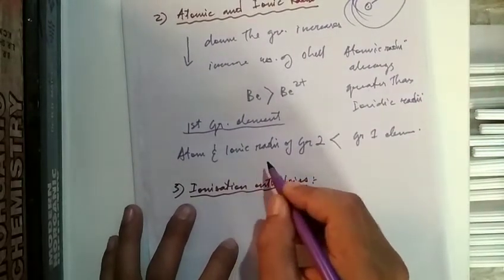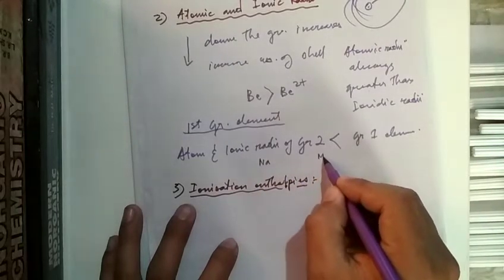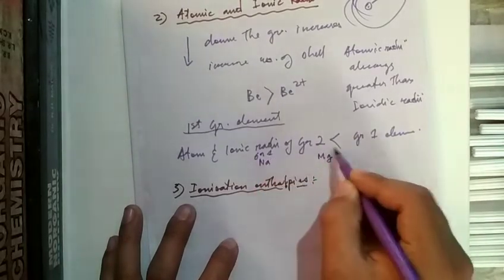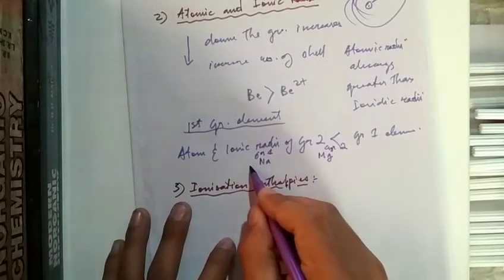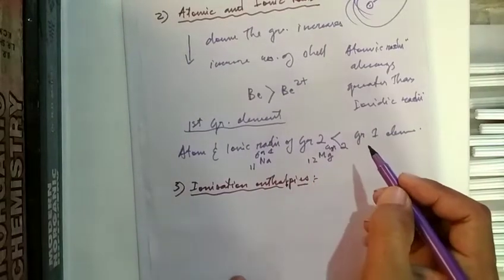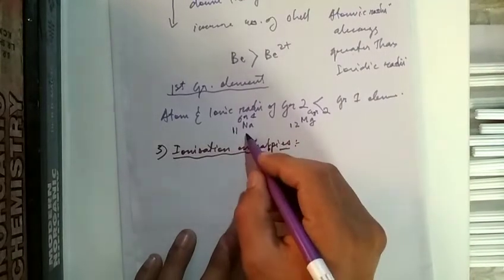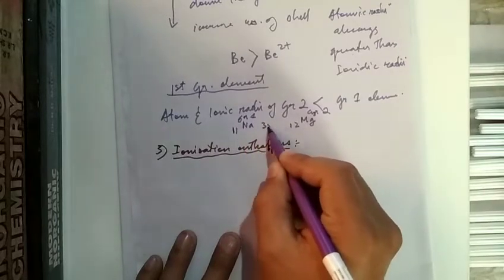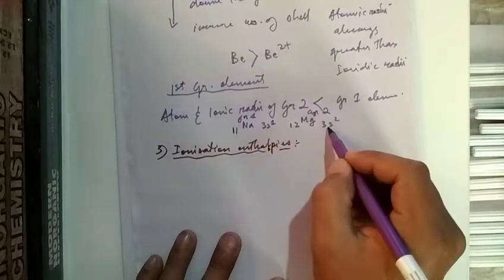Let's take two examples, sodium and magnesium. Sodium is from group 1, magnesium from group 2. Sodium has atomic number 11, magnesium atomic number 12. The electronic configuration will be 3s1 and 3s2. They are in the third shell.